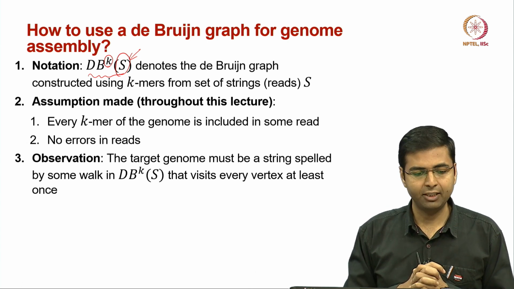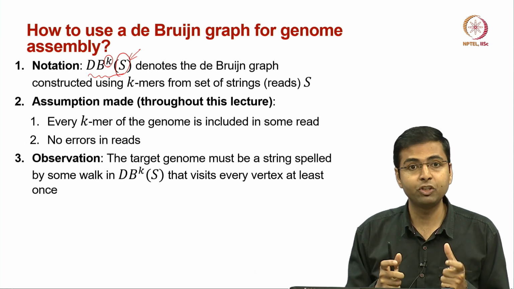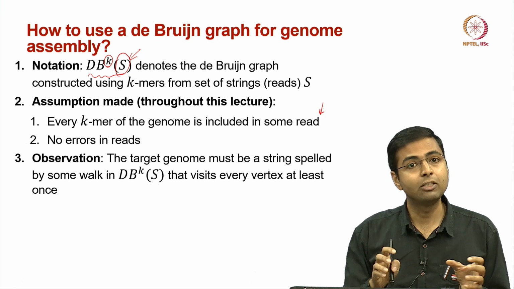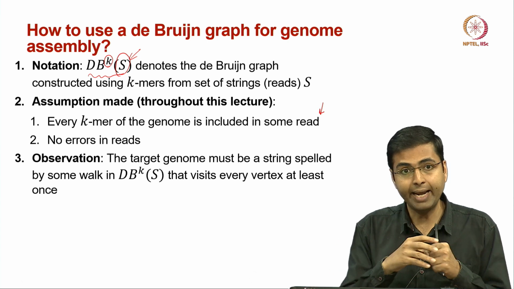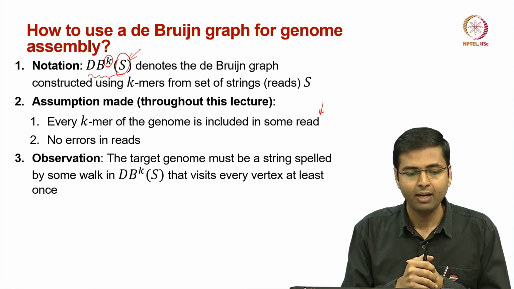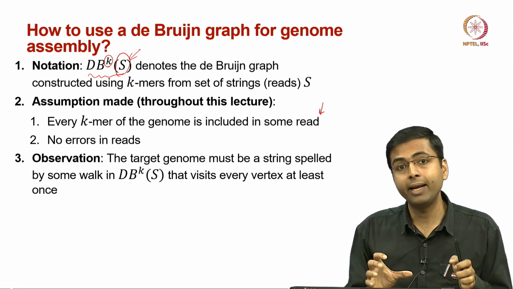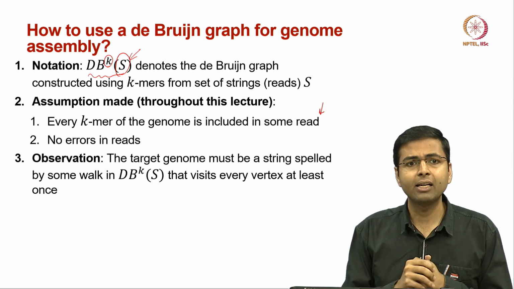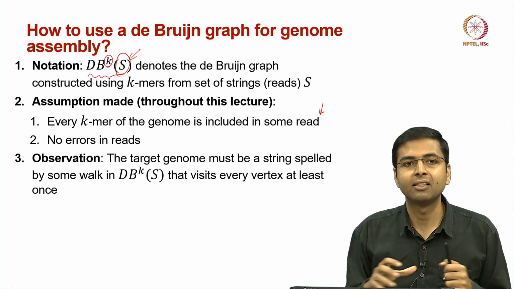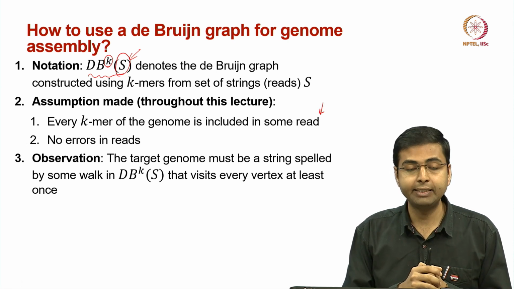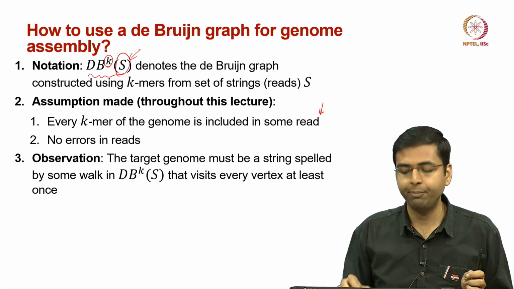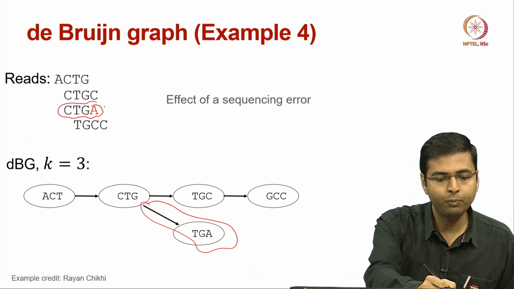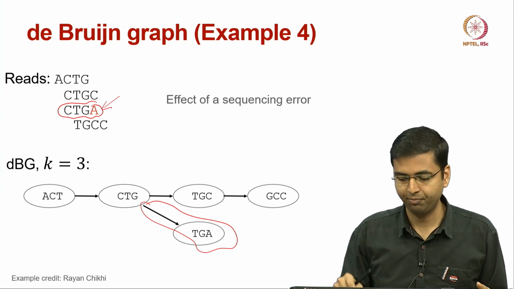We are going to make a couple of assumptions. First, we will assume that every k-mer of the genome is included in some read, that is, there is no coverage issue. So, we have covered the entire genome sequence during the genome sequencing, and every k-mer of the genome is included in some read. Secondly, we will assume that there are no errors in reads, that is, every k-mer observed in the read set is correct. There are no corrupted k-mers in the read set. So, for example, we saw an example here. We are basically assuming that there are no such reads with errors.